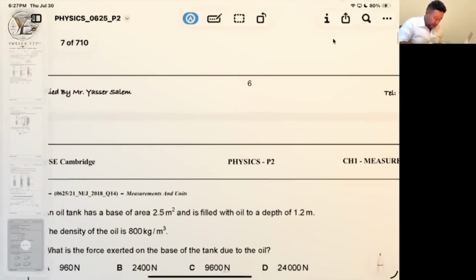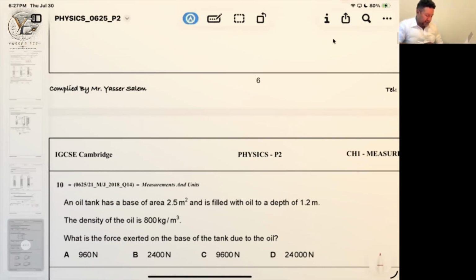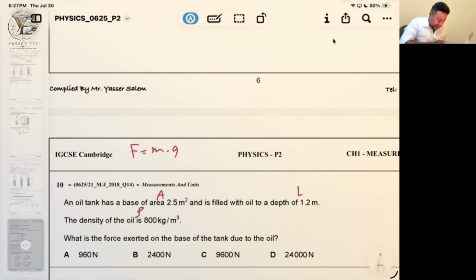Let's go to question number 10. An oil tank has a base of area 2.5 meter square and is filled with oil to a depth of 1.2 meter. We have the area, we have the height or the length, and we have the density of the oil. What is the force exerted on the base of the tank due to the oil? You know, force equals mass times the free fall acceleration. We need to find the mass. Density actually equals mass over volume. So mass equals density times volume.